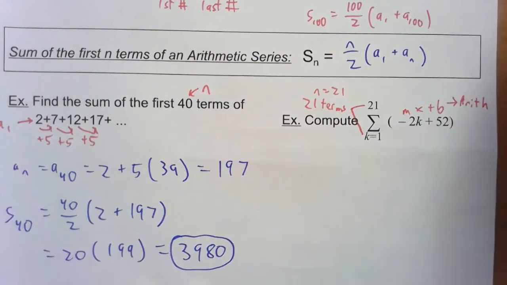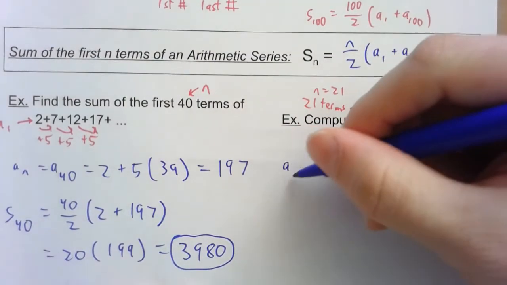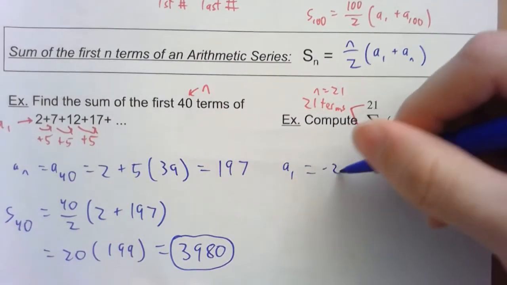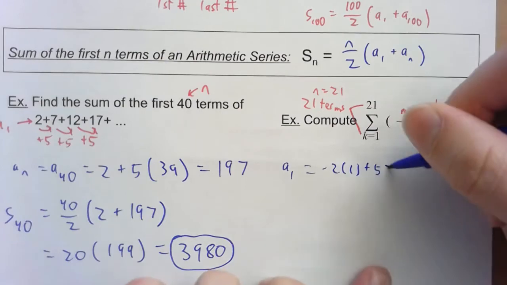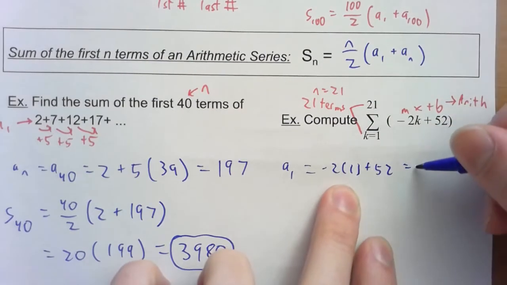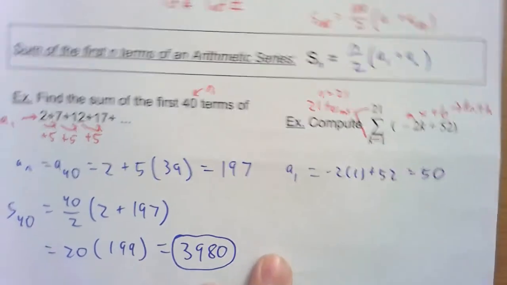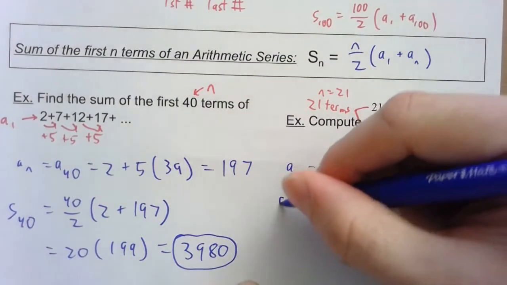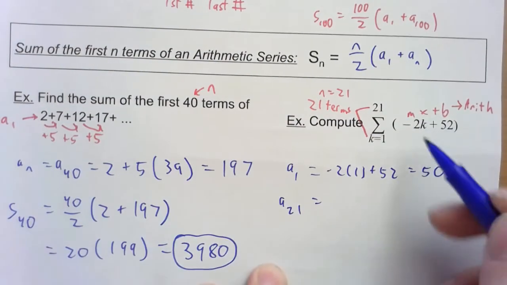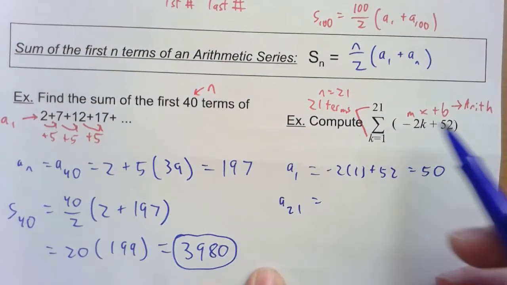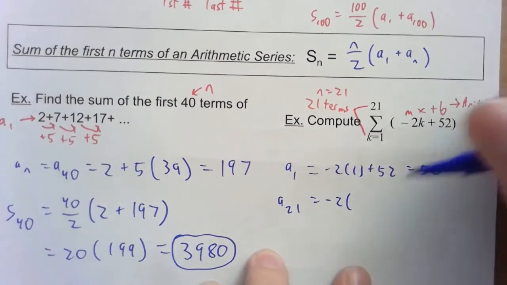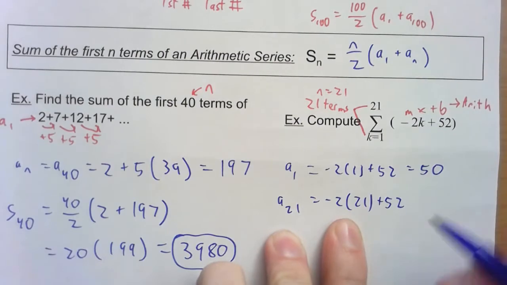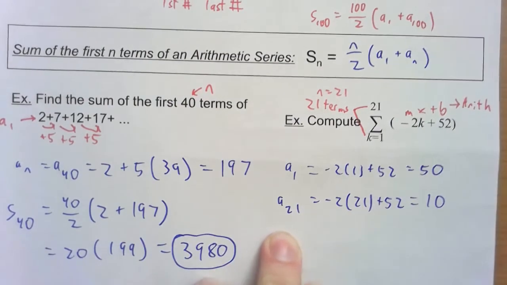How about a sub 1? We actually don't know a sub 1 yet. We have to use the formula to figure it out. Let's plug in 1: negative 2 times 1 plus 52, negative 2 plus 52, that's 50. And then a sub n, that's a sub 21 here. We don't know that one yet either, but we've got a nice formula for it. That's the nice thing about sigma notation. It gives you the explicit formula. So we've got negative 2 times 21 plus 52, negative 42 plus 52, that's 10.